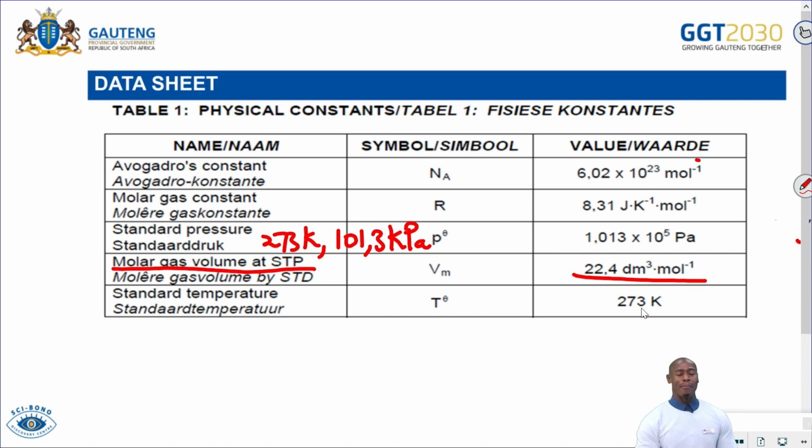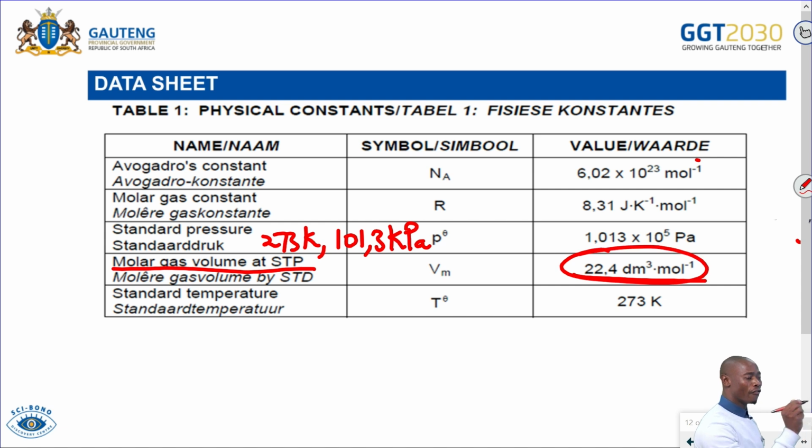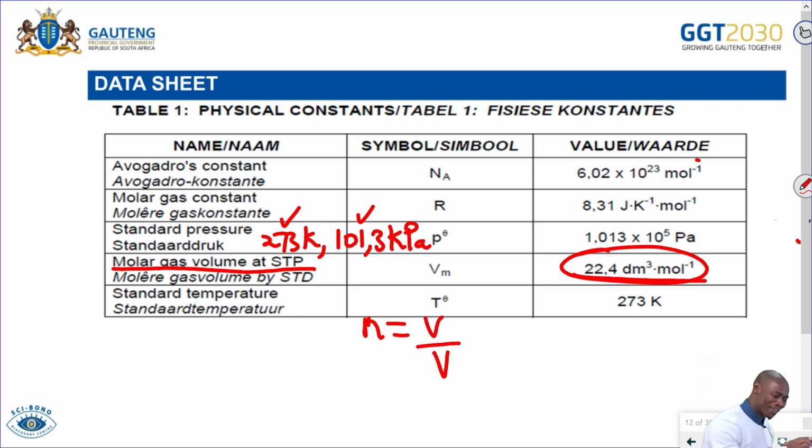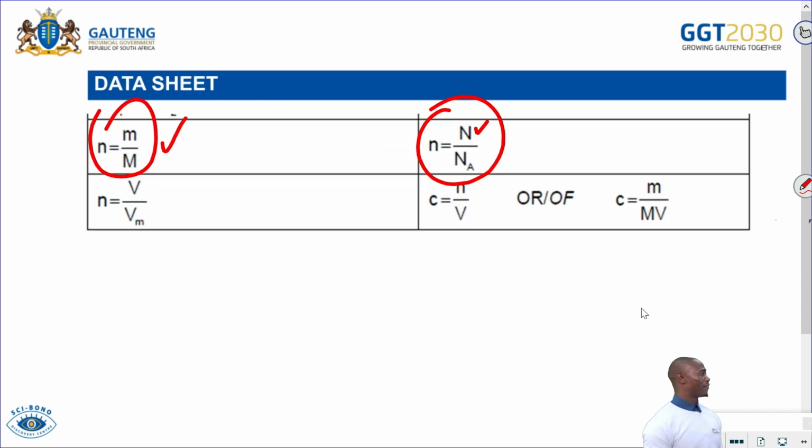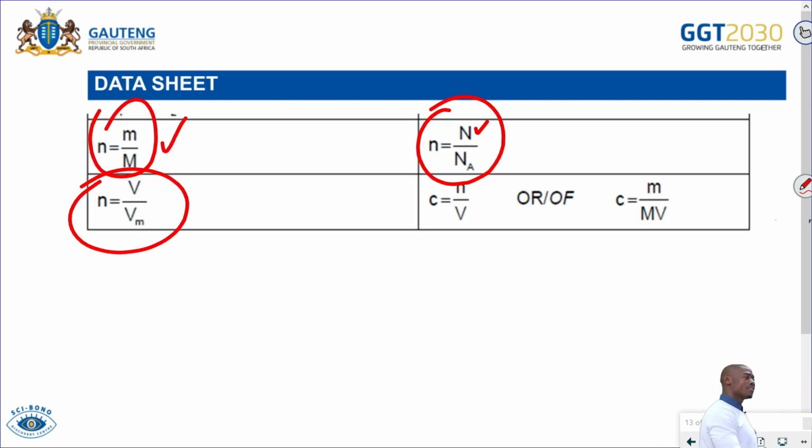What is Vm, the molar gas volume? It is 22.4 cubic decimeters per mole. So the molar gas volume is 22.4 at which temperature? 273, and at which pressure? 101.3 kilopascals. It is 22.4. So you know what is the problem with this equation? Number of moles equals V over Vm, this equation.